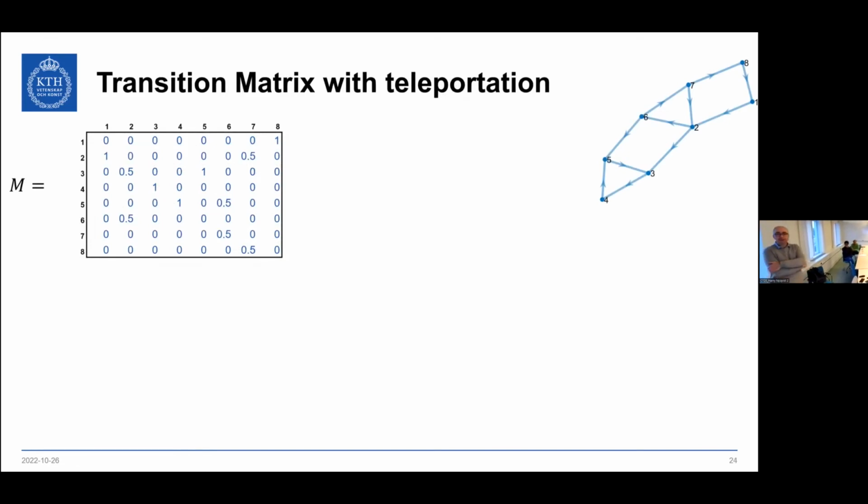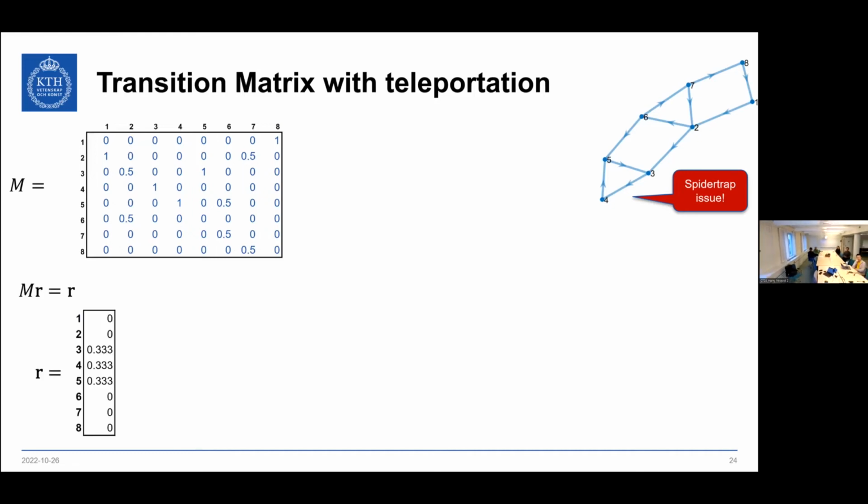Okay, so then let's see some example. So now we take this graph, we can prepare our transition matrix, and this graph has an issue with a spider trap here. So you see that this part goes into here, so everything would leak there, and if we would use the original PageRank, you would only get ranks here.